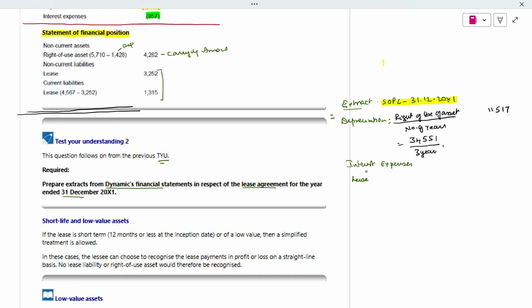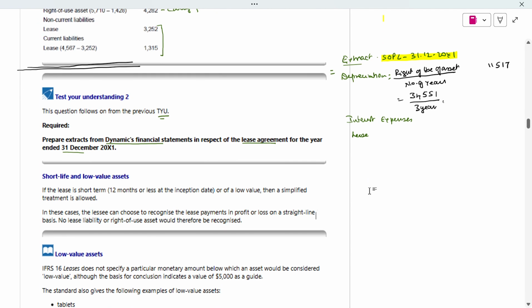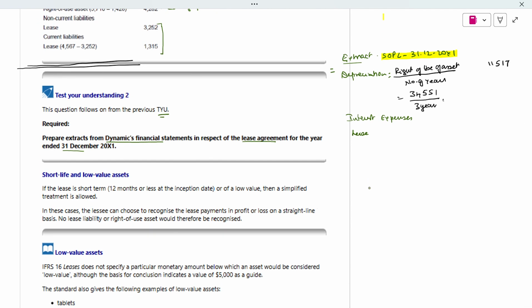No, we have to do it now. We cannot do it like this. One second. Okay, we have to make the table. Is it right? We have to make the table, the lease liability table. Then only we can work it out.